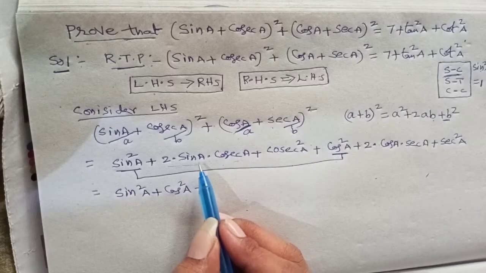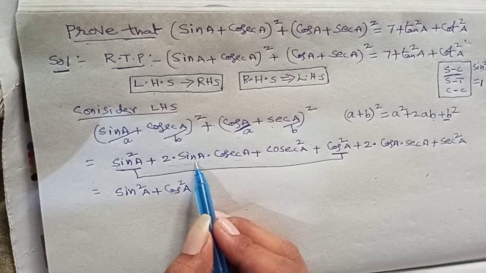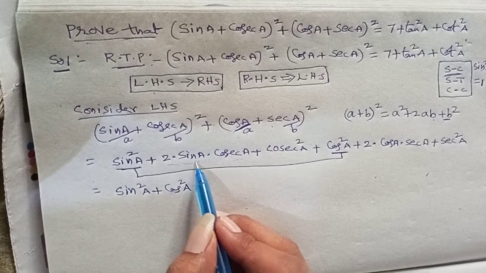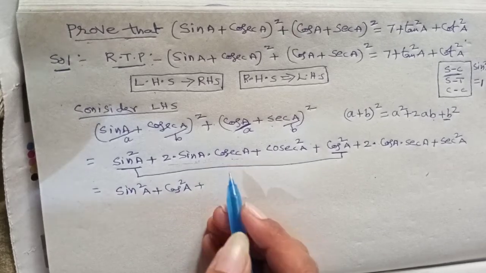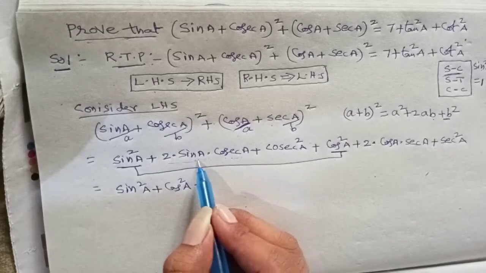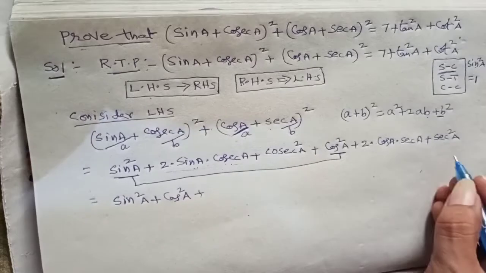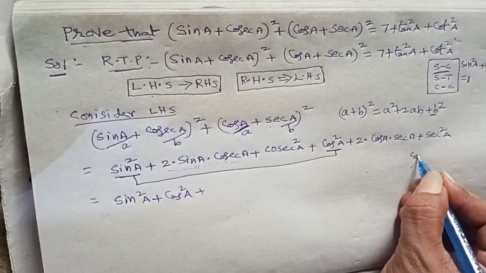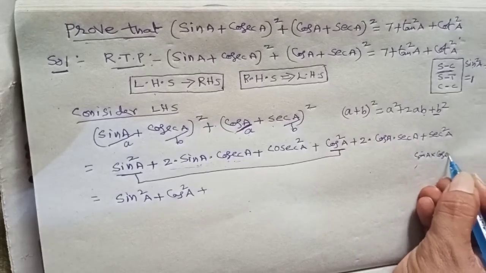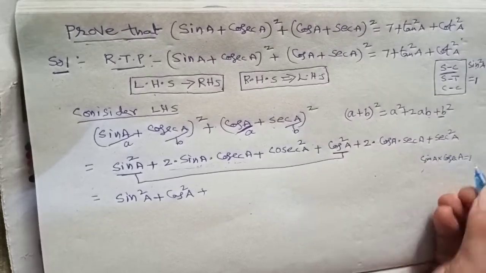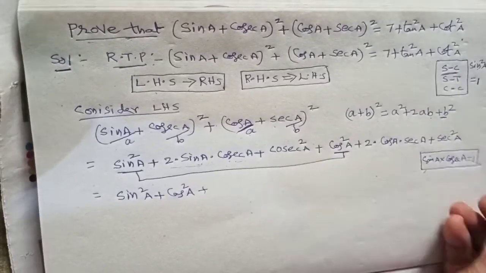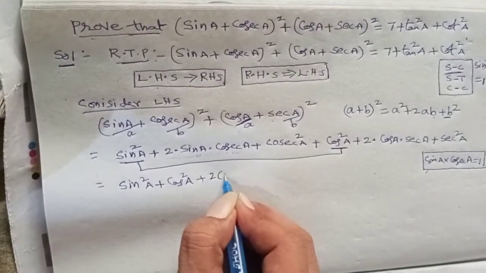You have to think. If you think properly, sine A into cosecant A is nothing but 1. Why? Because sine A and cosecant A are reciprocals of each other, or inverse to each other. Therefore their product should be 1. You have to write here sine A into cosecant A is equal to 1. This is the first formula we have to apply.